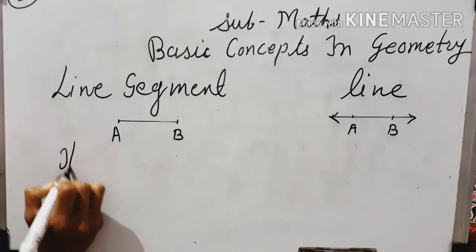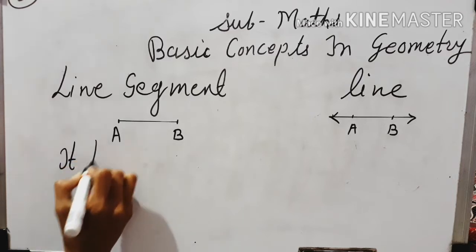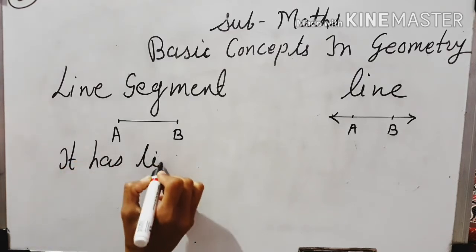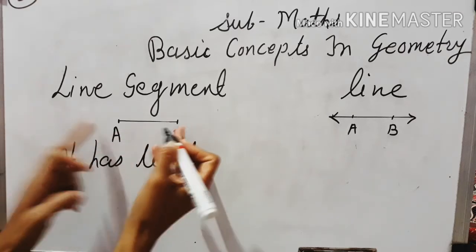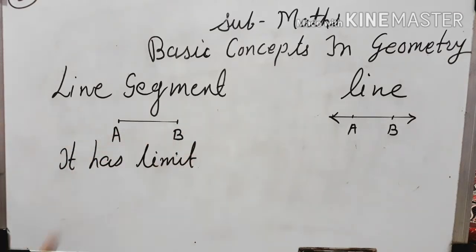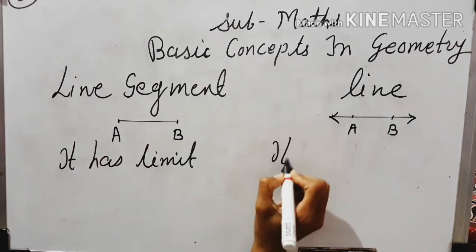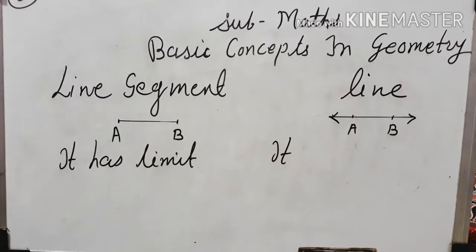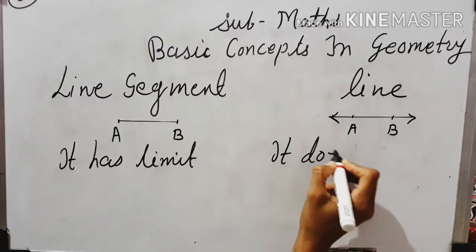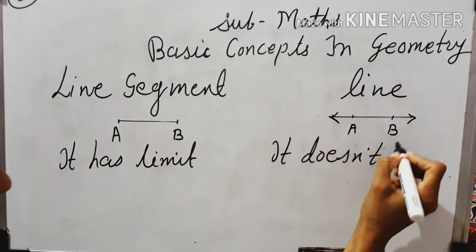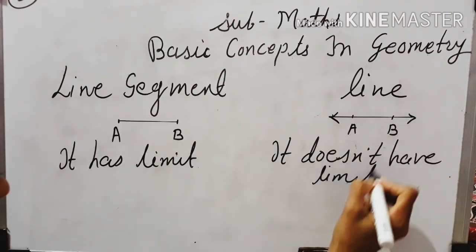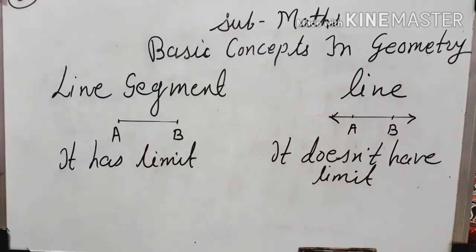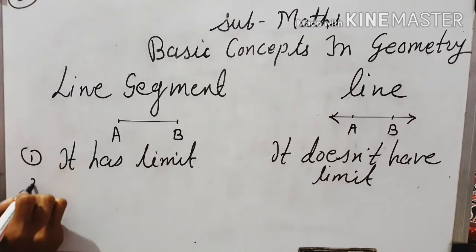First difference, I can say this line segment has a limit. This point A and point B, these are its end points. And for a line, you can say it doesn't have a limit. Okay, this is the first difference.